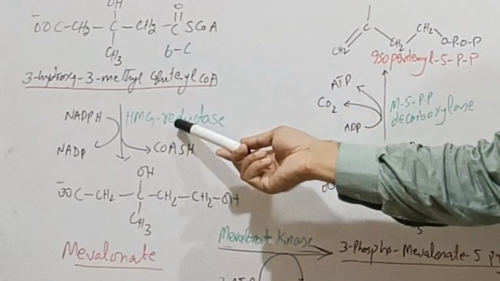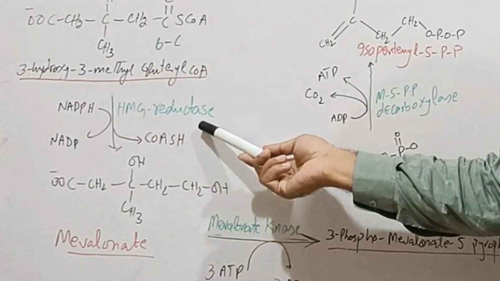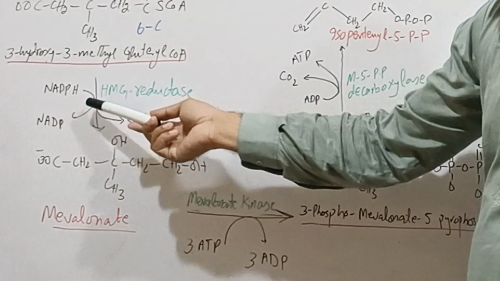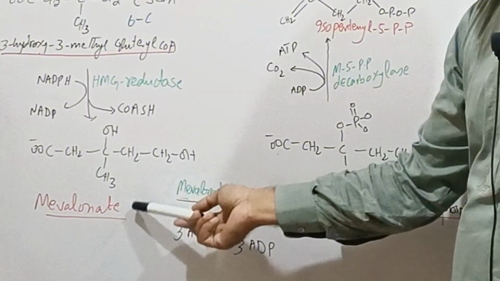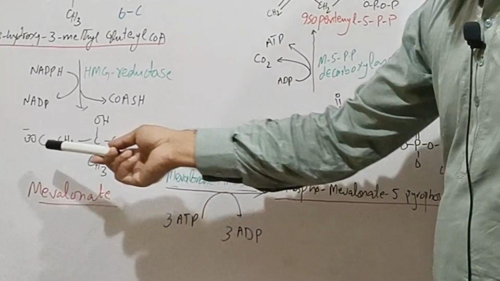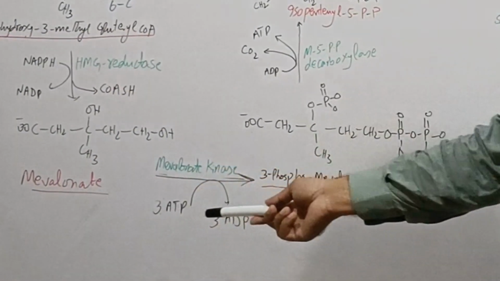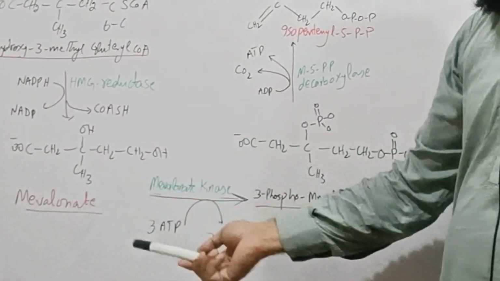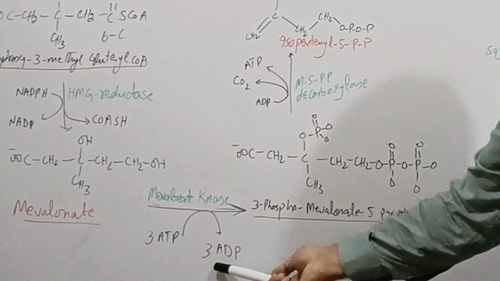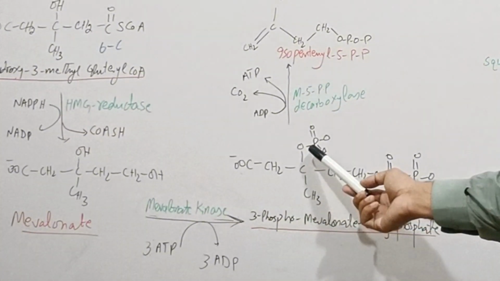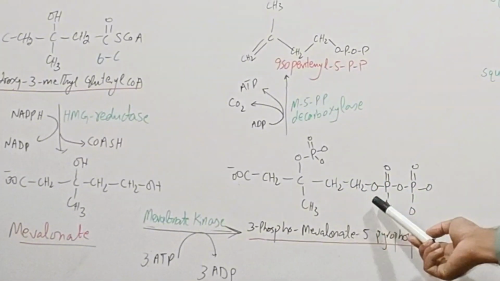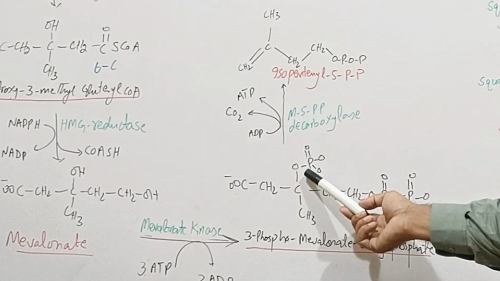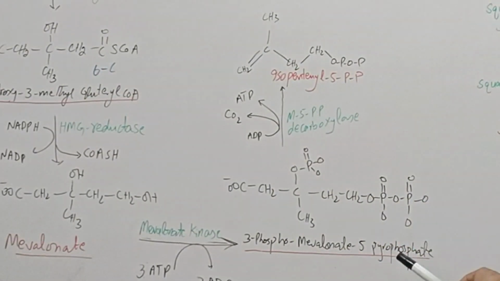This compound undergoes reduction in the presence of HMG reductase enzyme. Coenzyme A is removed and NADPH is the source of hydrogen and electrons, and we get mevalonate, a 6 carbon acid. Mevalonate is phosphorylated, 2 phosphates added here and 1 here. 3 ATP molecules are changed into 3 ADP and we get 3-phospho-mevalonate 5-pyrophosphate. Phosphorylation occurs at the 3rd position and 5th position.